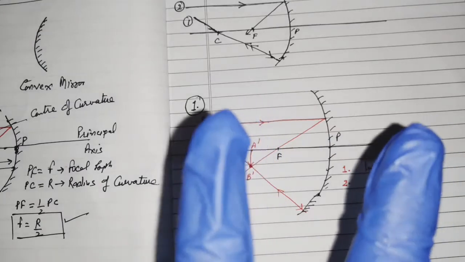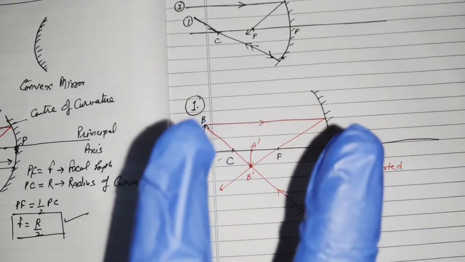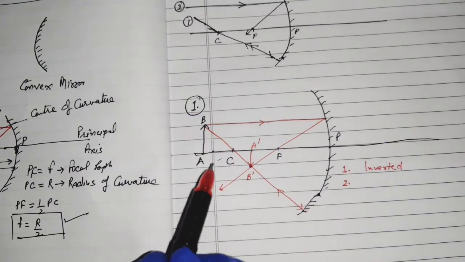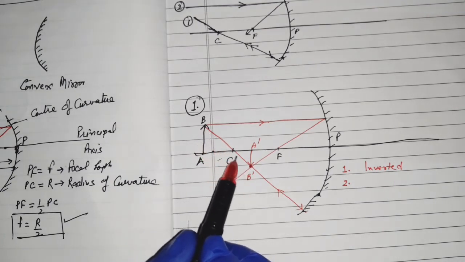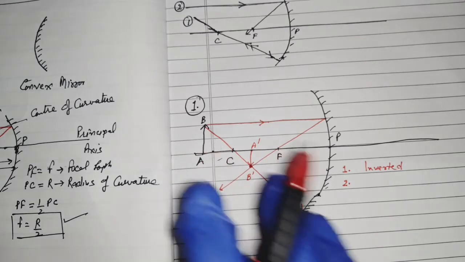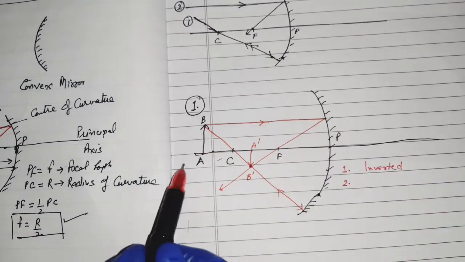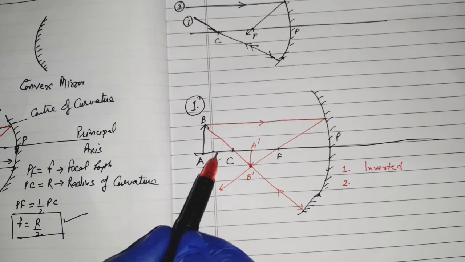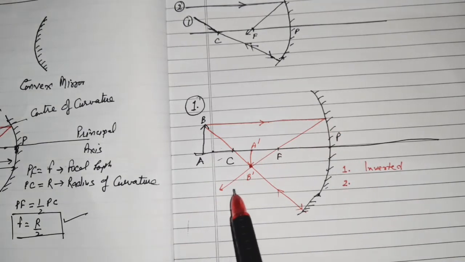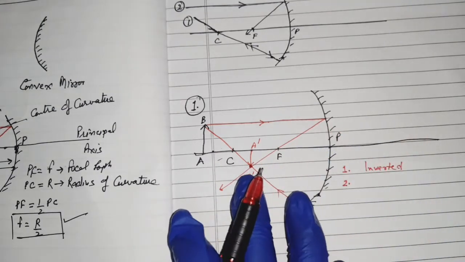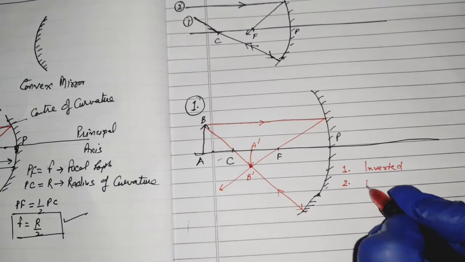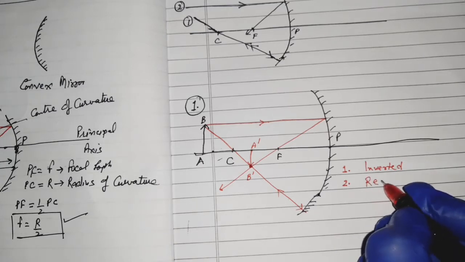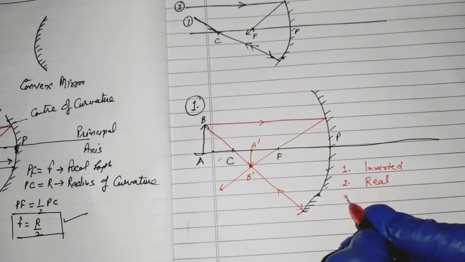Number two. There are two types of images. One is the real image, the second one is the virtual image. What is a real image? A real image is formed when the rays after reflection actually intersect. So here this reflecting ray and this reflecting ray, both are intersecting at this point B dash. They are actually meeting. So such an image is a real image.